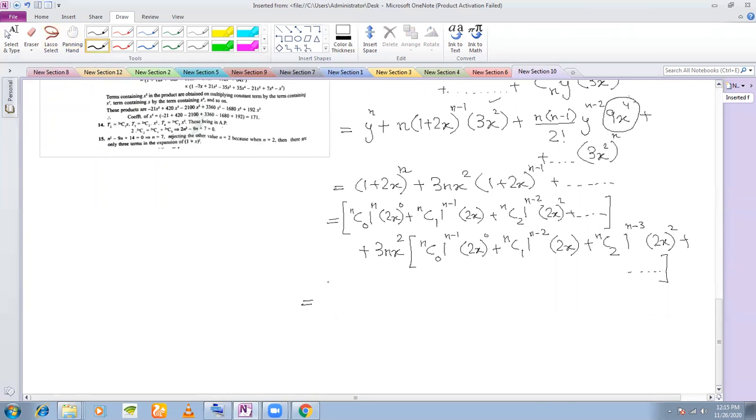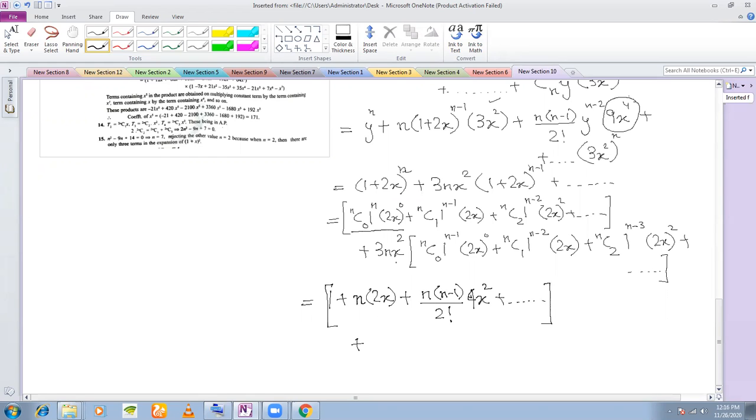so now let's see on simplification what happens. If you see this first one, this is 1 into 1 into 2x to the power of 0, this remains 1, plus nc1 you know is n into 2x, so the power of x is 1 here. In the next term, nc2 is n into n minus 1 by factorial 2 by the formula for your ncr, into 4x square. 2x whole square is 4x square. That's it. I will keep it at this. I will not write the higher terms.